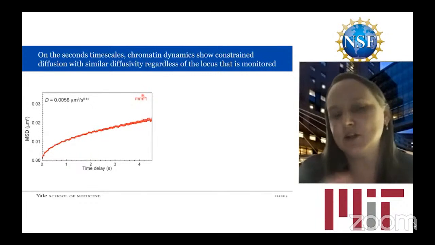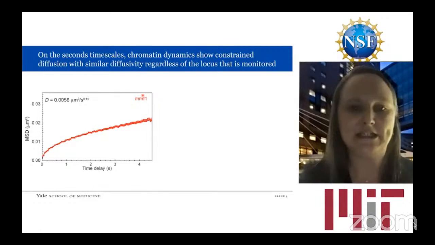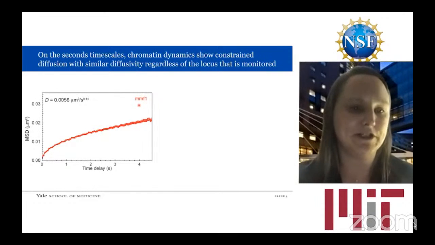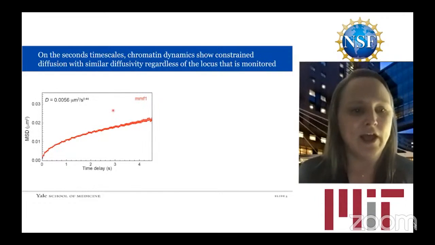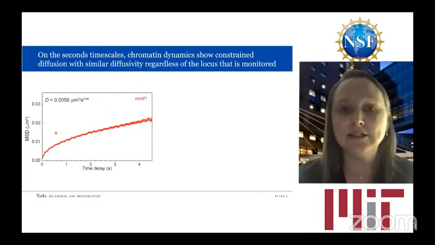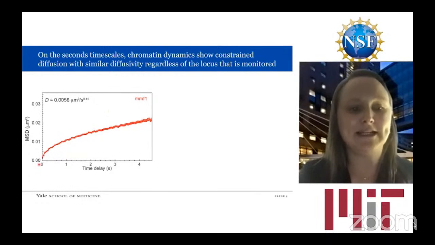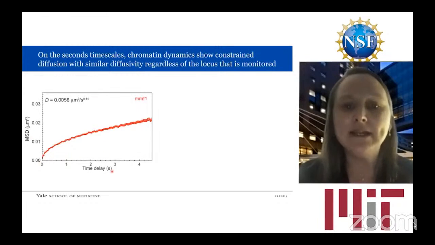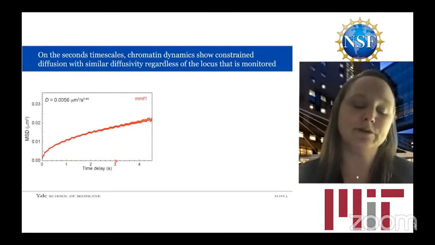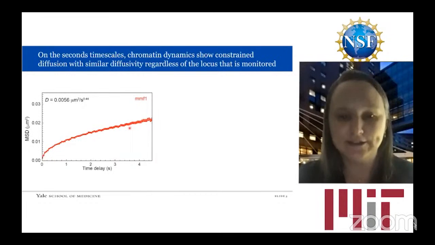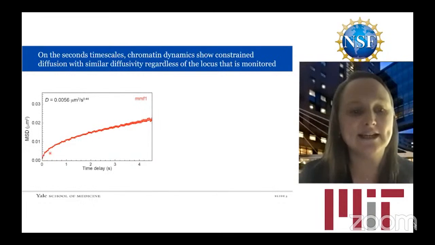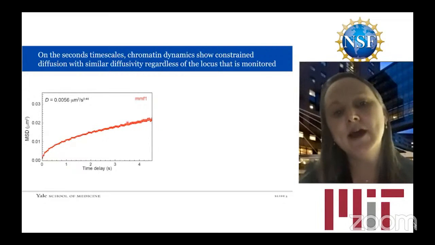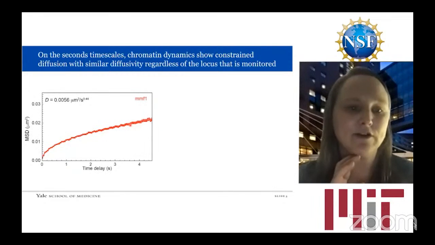This is what we consider a generic locus in fission yeast. In this case, the operator is near the gene MMF1. If we were to look at normal diffusion, what you'd expect is a straight line in an MSD versus delta T plot. But instead, what is commonly observed for chromatin is this constrained diffusion. You can see that instead of being linear, over time, the motion of the locus falls off.